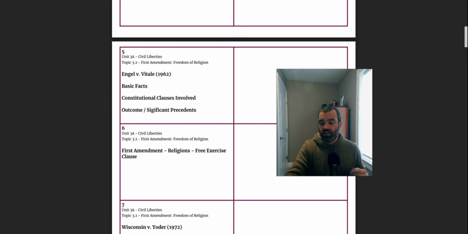The precedent is that the government can't establish or promote prayer in schools. That goes against the First Amendment restrictions on government action as it relates to establishment of religion. So this is a really important case. It's a required case for this unit and for the AP course in general. And just be mindful that it's not just the freedom of religion clause.